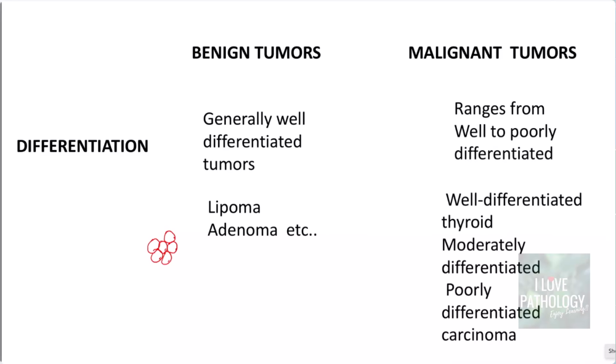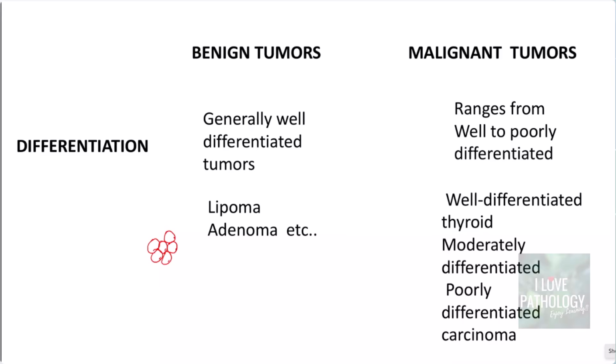Whereas in malignant tumors, the differentiation ranges from well differentiated to poorly differentiated. What do I mean by well differentiated? Just now I gave you an example, right? If you want to call a tumor a well differentiated squamous cell carcinoma, the cells in that malignant tumor should resemble squamous cells, both functionally as well as morphologically. Functionally meaning you should see some keratinization, some keratin, and that is called keratin pearls. I'll show you with an example in the next slide.